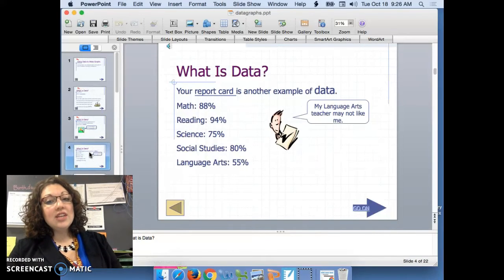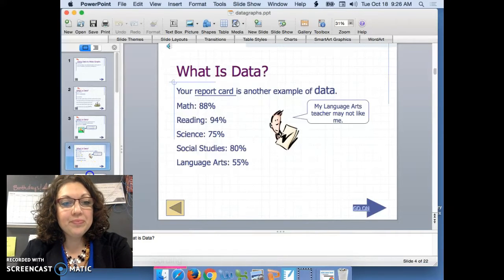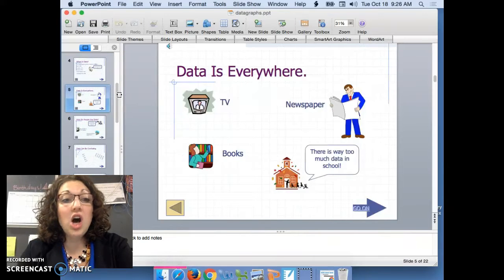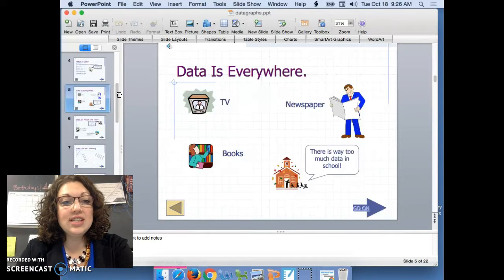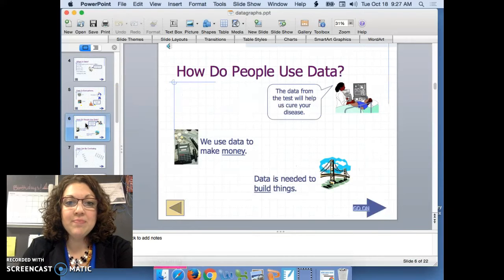Your report card is another example of data. So the percentages that you're getting in each class. Data is everywhere. TV, newspapers, books. There's tons of data in school, like Schoology, how you're doing on tests, your MCA scores. There's all kinds of data. Data about how many boys go to the school, how many girls go to the school, what is your age, what is your grade, where do you live, all that kind of information is data.